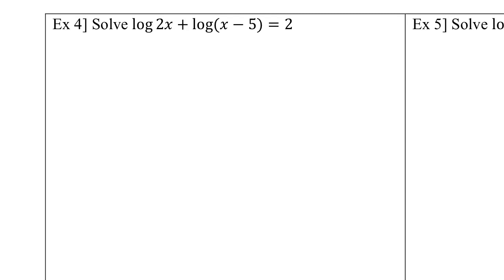Example 4. Solve log of 2x plus log of x minus 5 equals 2. So step 1 is I need to get a single log on either side. So I have 2 logs in this case. So I'm going to have to use my properties of logarithms to condense this down into a single log. So I see that these logs are being added. So that means I'm going to use the product property and multiply the 2x and the x minus 5 inside my logarithm. So these condense down into log of 2x times x minus 5 equals 2.